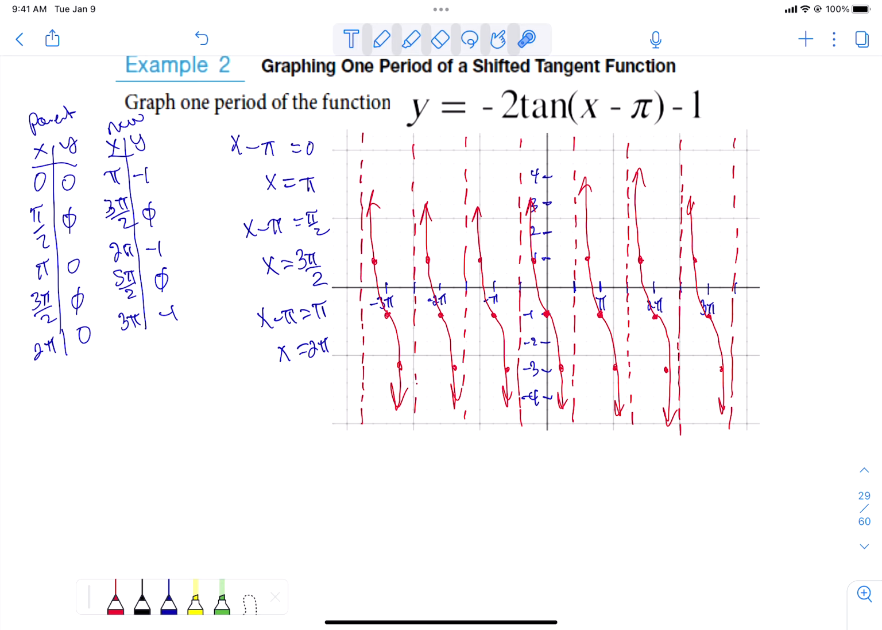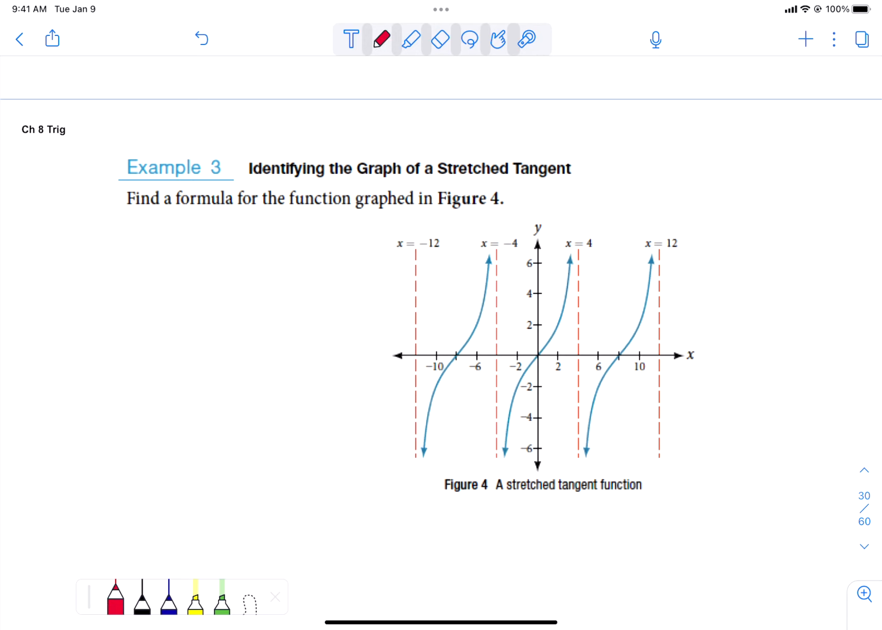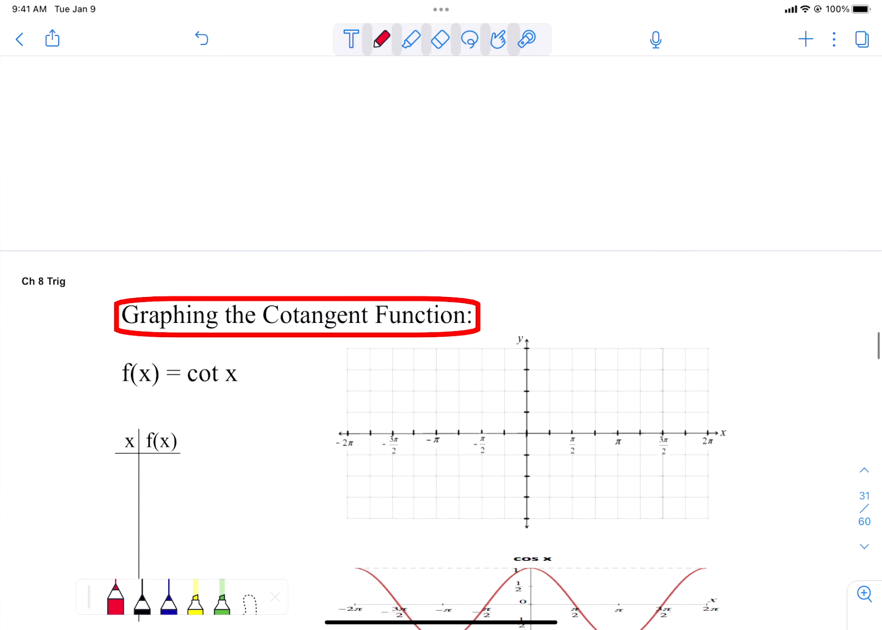Now, it's said to graph one period of the function. I graphed more than that. I want you to really stretch your graph out. Whatever your graph paper holds, make it fit that. Okay? Skip this one. We're not going to go backwards. I just want to practice going forward first.